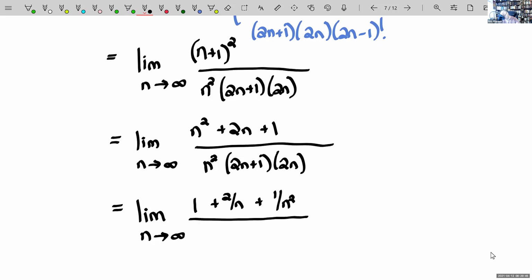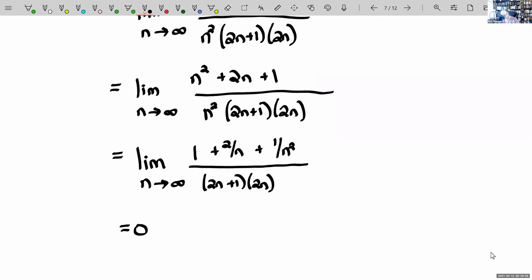So the numerator will tend to 1. And the denominator, when you divide that by n squared, you get this. The numerator is tending to 1, the denominator is tending to infinity, and so therefore this tends to 0.